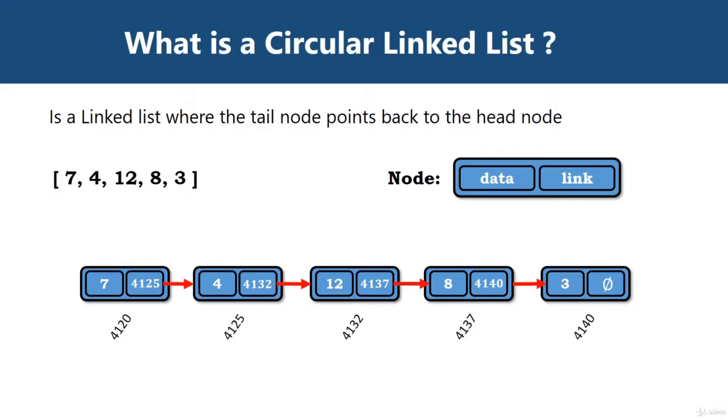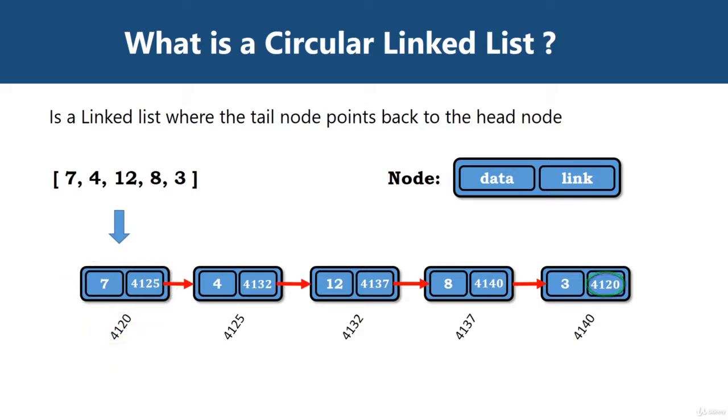In the circular linked list structure, the next reference of the last node will point back to the first node of the list. That is, instead of having null as the next reference in the last node, we have the address of the first node in the next reference of the last node. Here we have the address of the first node as 4120. So, the next reference of the last node will store the address of the first node, that is 4120.